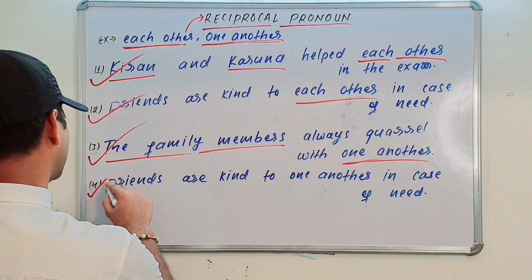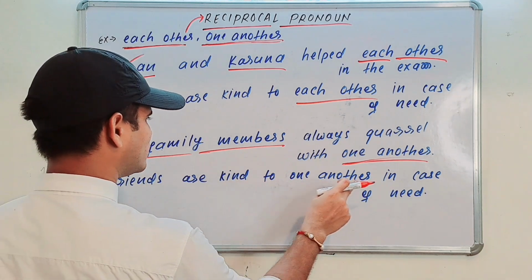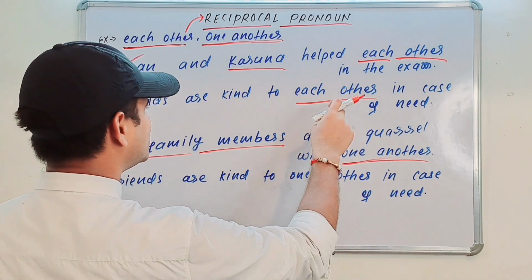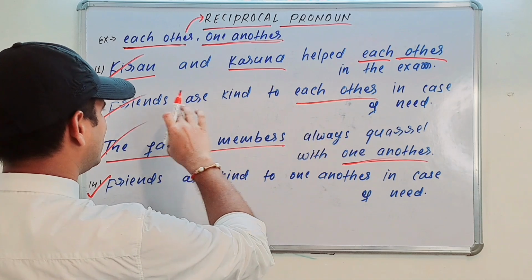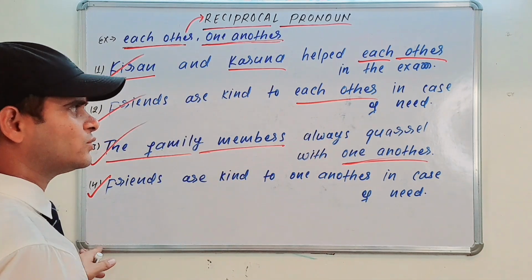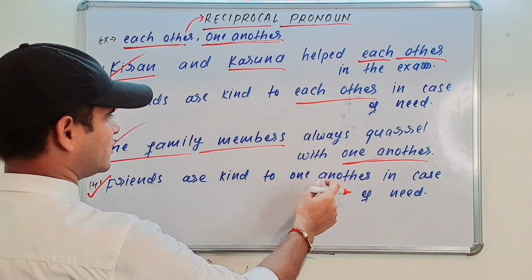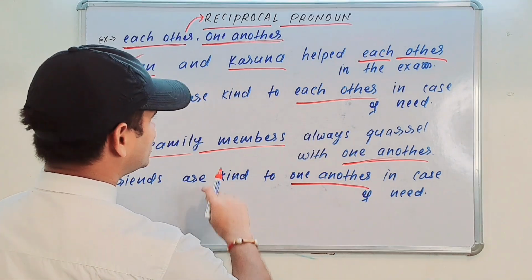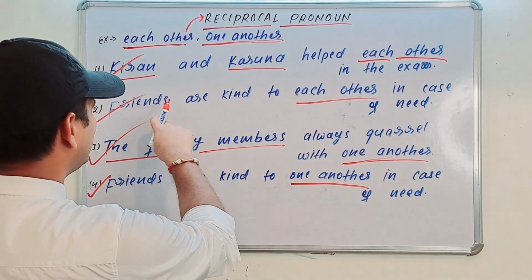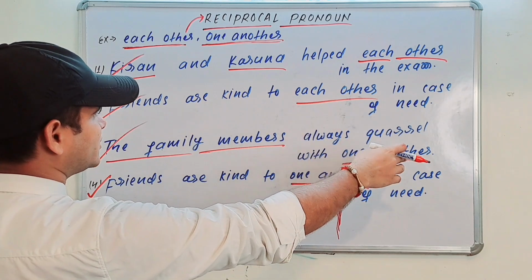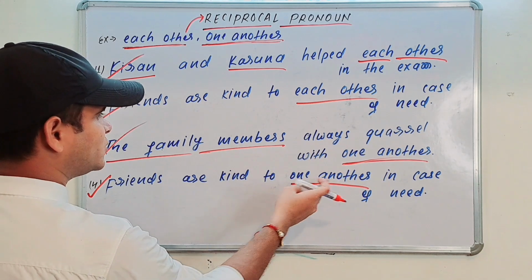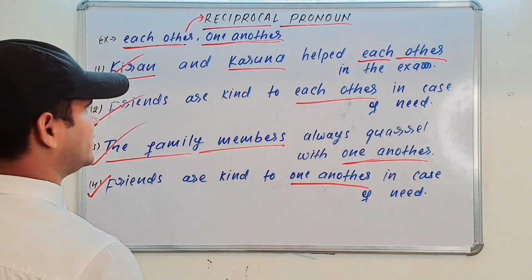And the last one here, see, friends are kind to one another in case of need. Just as I told you in the second example, friends can be two or more than two, so we can use both each other and one another. The sentences are the same here, see, friends are kind to each other in case of need. Friends are kind to one another in case of need.